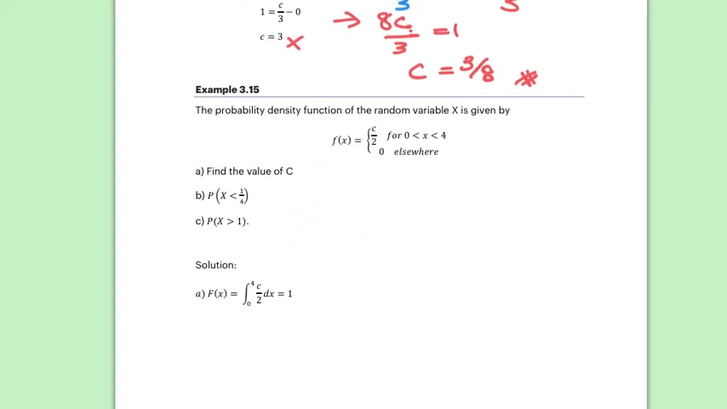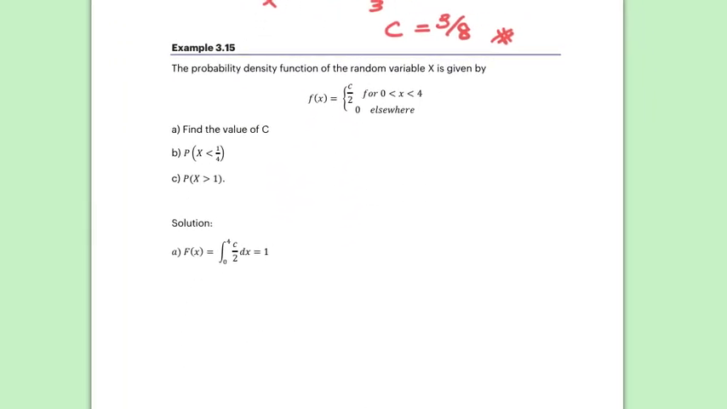Okay. For example 3.15, find the value of c. We just need to refer to the function. We have c over 2, and the limit is from 0 to 4. So you just need to integrate: cx over 2, from 0 to 4. So 4c over 2 minus 0 equals 1. So c would be 2 over 4, which is 1 over 2.